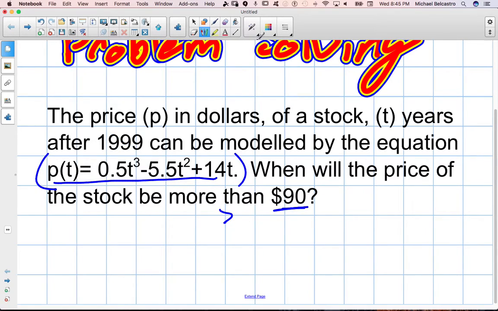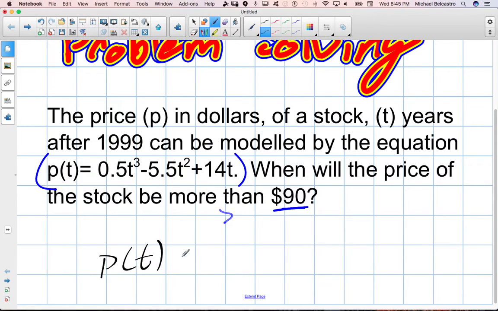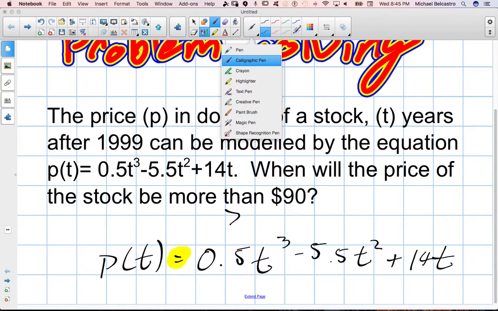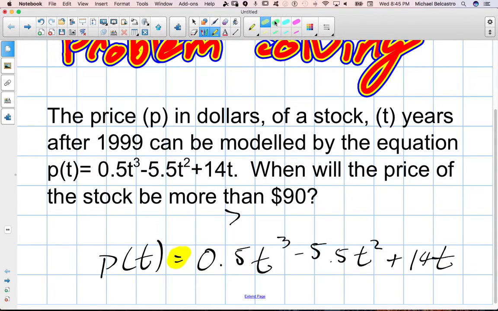Okay, so here's our equation. I'm going to write it as the price of said stock in time is equal to 0.5 t cubed minus 5.5 t squared plus 14t. We need to know when something is greater than, so we're going to replace the equal sign here with a greater than symbol. And what does it need to be greater than? It needs to be greater than $90. So $90 is the price.